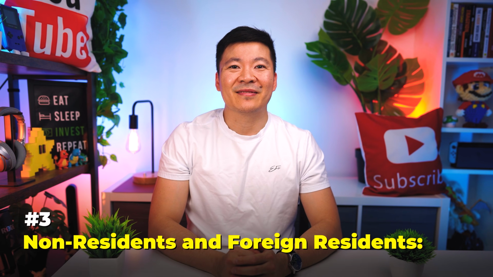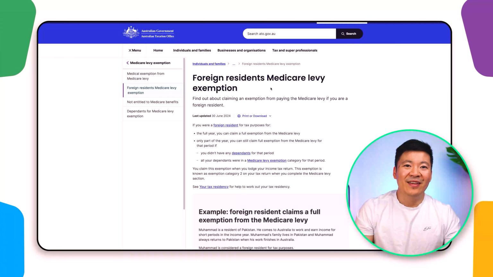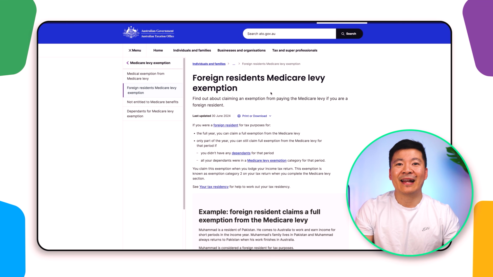Non-residents and foreign residents. If you are a foreign resident temporarily working in Australia and not eligible for Medicare benefits, you are exempt from the levy. You can claim this exemption when you lodge your income tax return. This exemption is known as Exemption Category 2 on your tax return when you complete the Medicare levy section.